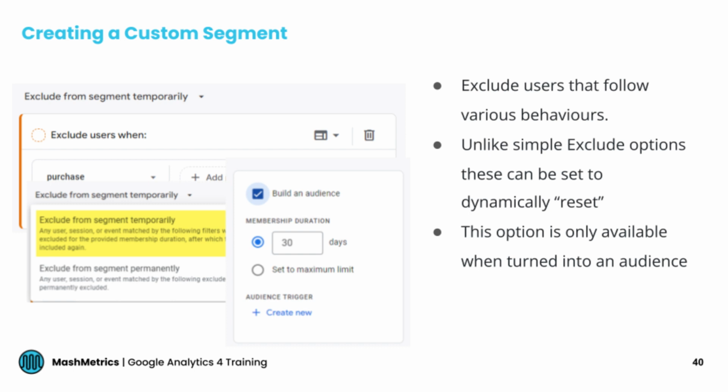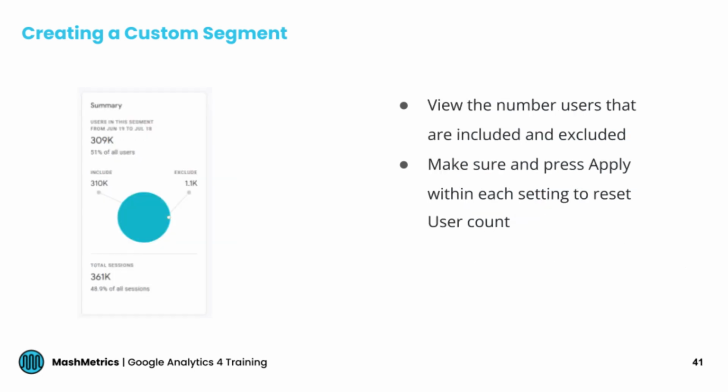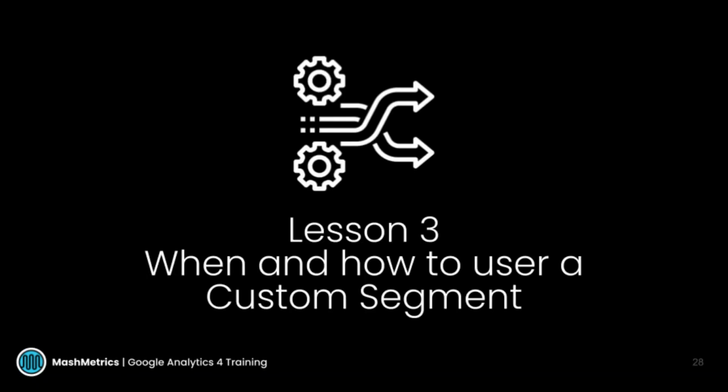For instance, you might want to set up a retargeting group where users have viewed an item, but they haven't purchased, and then reset that as time goes on. Last, but certainly a great feature, is on the right-hand side of all of your segment creation areas, you'll see the summary. This provides a real-time count of the users that are included and/or excluded in this particular segment. Make sure you press the apply button or save each time for this to update accordingly.